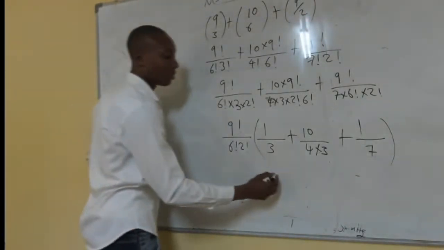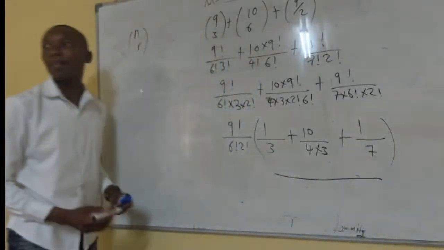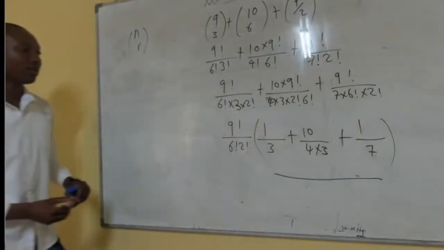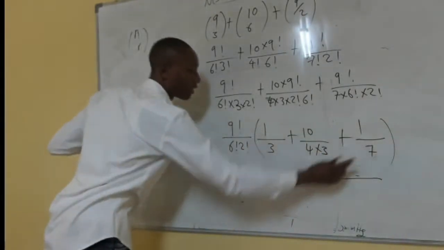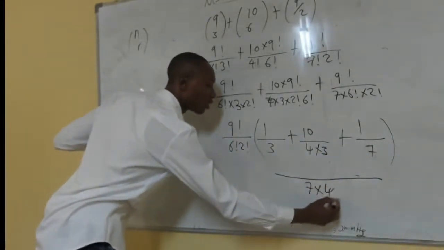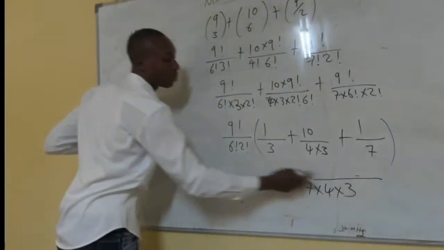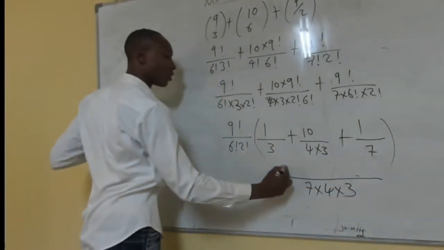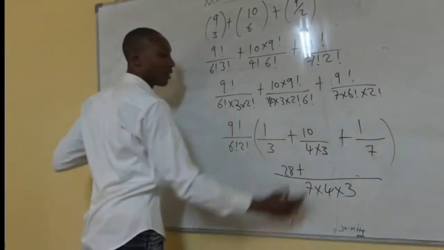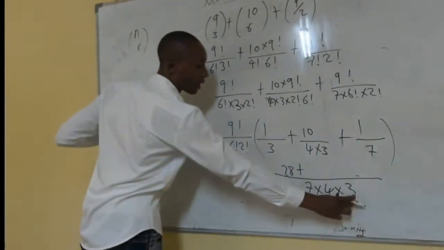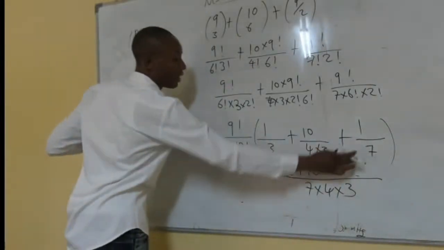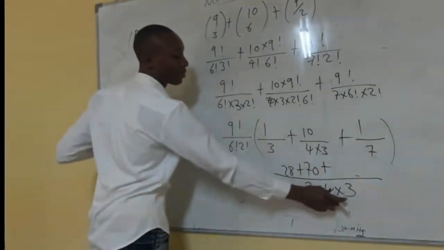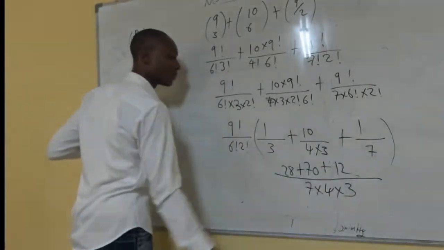Then what's the common denominator here? The common denominator there is 3, 3, 4, and 7. So it's 7 times 4 times 3. 3 into 3, that's 7 times 4 is 28, plus 4 by 3, that's 7 times 10 is 70, plus 7 into that is 7, that is 12, okay?